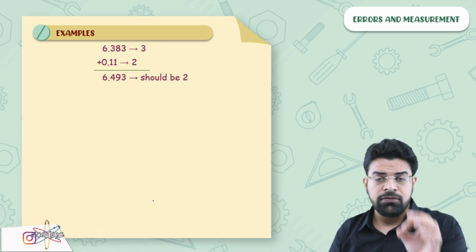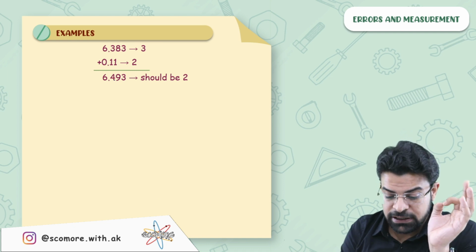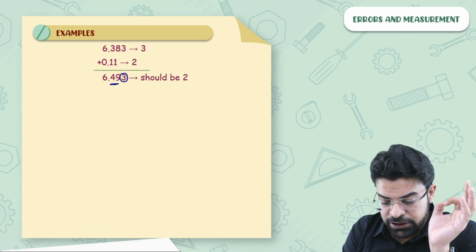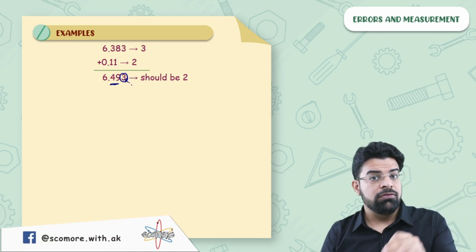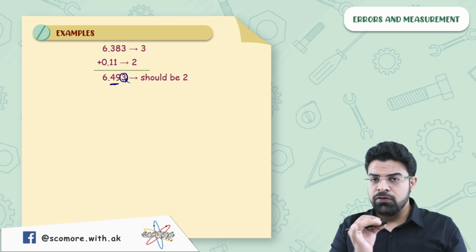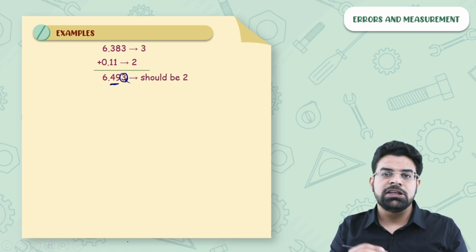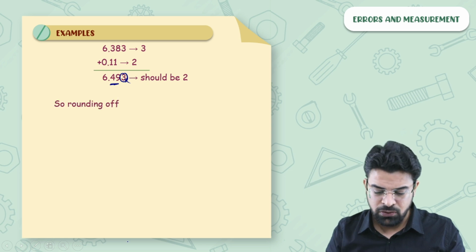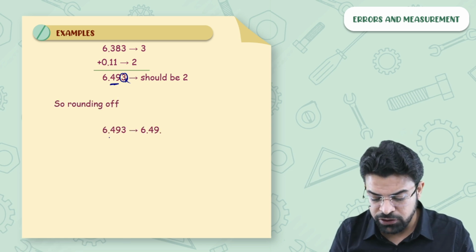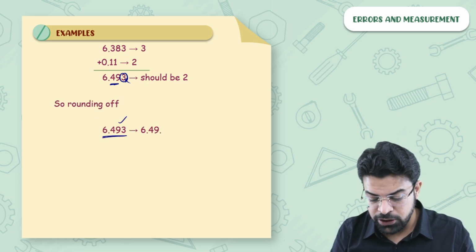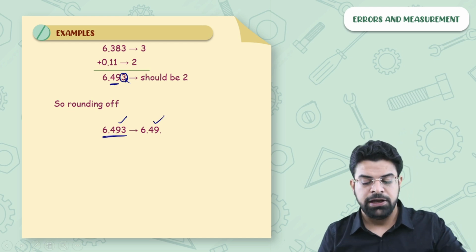So as to have 2 significant figures after the decimal, you need to drop this 3. To drop this 3, you will have to round off. You have to round off 6.493 to 2 places after the decimal. It's easy rounding off. After rounding off 6.493, we get 6.49.